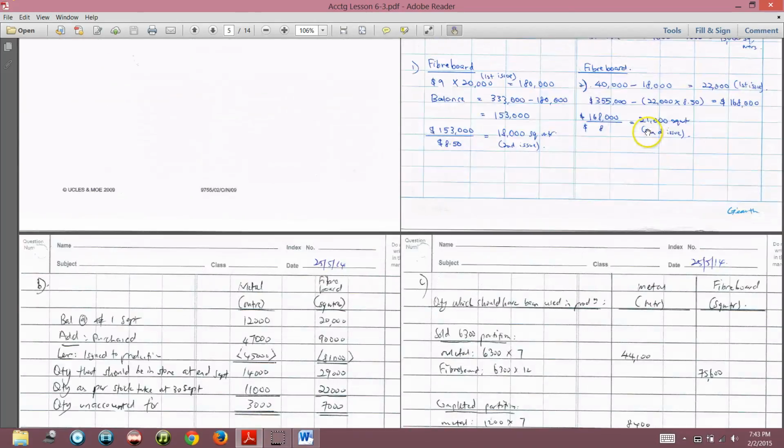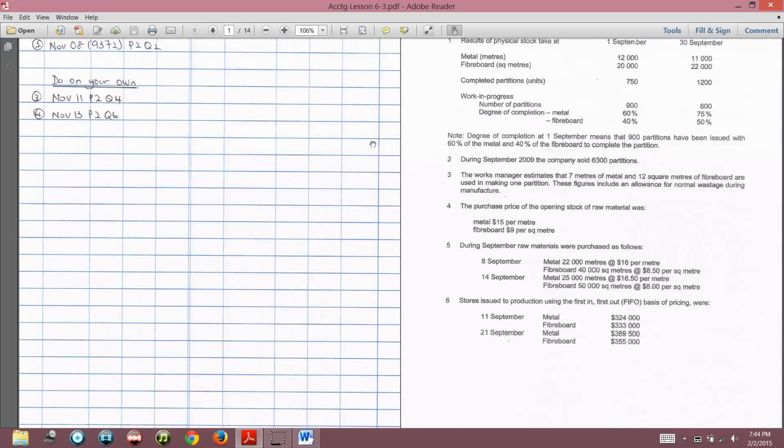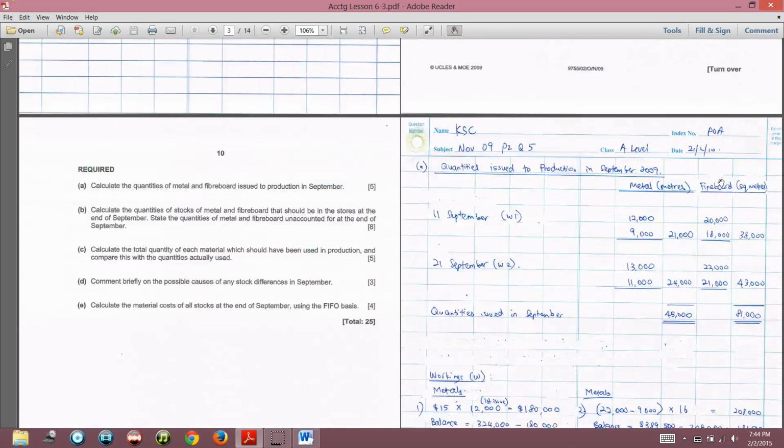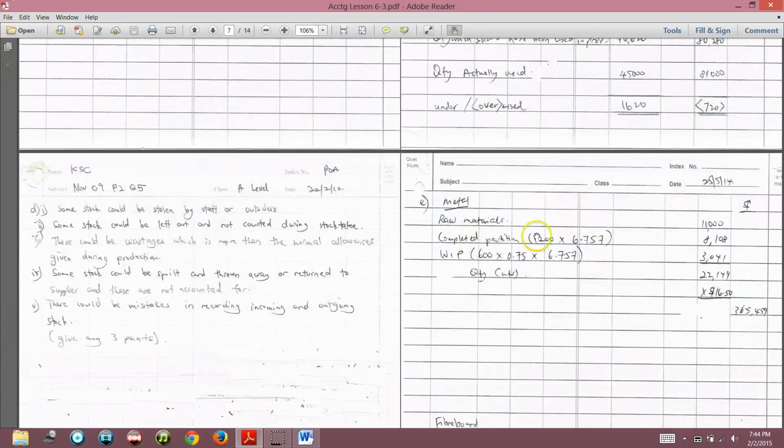Okay, then now we look at question part E. Calculate the material cost of all stock at the end of September using FIFO basis. Material cost of all stock. Okay, so these are the quantity of all the materials. So now the question is, what is the cost of all this stock? Okay, what is the material cost of all this stock? So, okay, so metal, material cost. So the raw material for metal is 11,000 as at 30 September, the quantity.